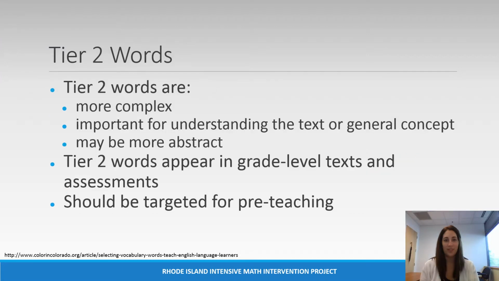Tier 2 words are more complex and abstract than Tier 1 words. They appear in grade level text and assessments and are critical for students to understand the text or the general concept being taught. Tier 2 words may already be identified in the curriculum that you are using.